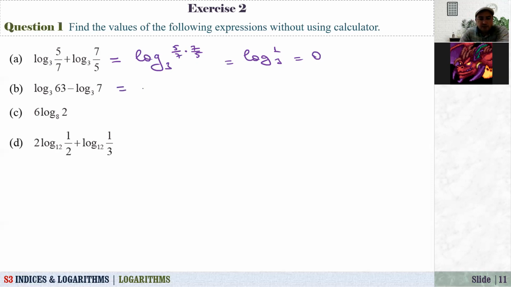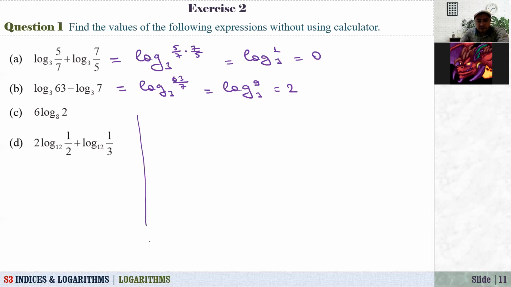In a similar way, how about the second equation? The second equation is logarithm of base 3, 63 divided by 7, which is equal to logarithm of 63 divided by 7, which is 9, to the base 3. So 3 to the power of what number is 9? It is 2, because 3 squared is equal to 9.